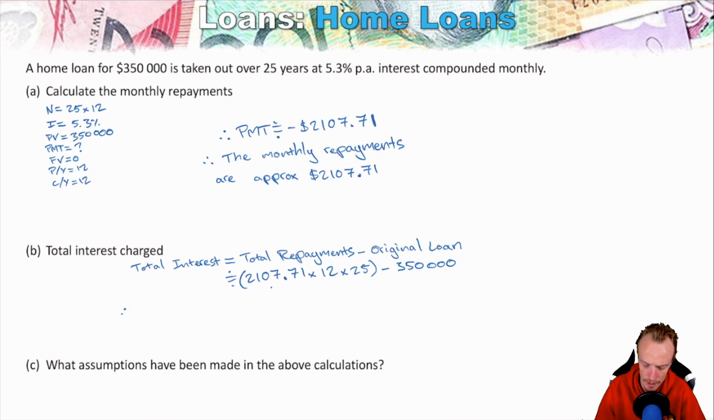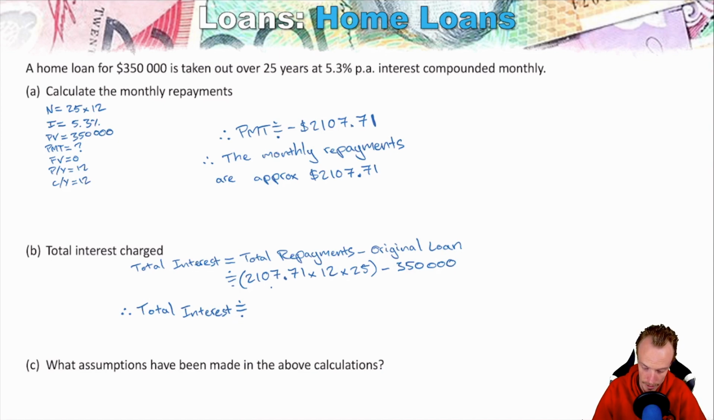It's worth noting here that the total interest value that you can sometimes get can be rather substantial. It can be higher than what the original loan actually was, depending on the circumstances. So don't be alarmed if you get something that's quite large when you're starting to do this. So by 12, by 25, subtract away 350,000.